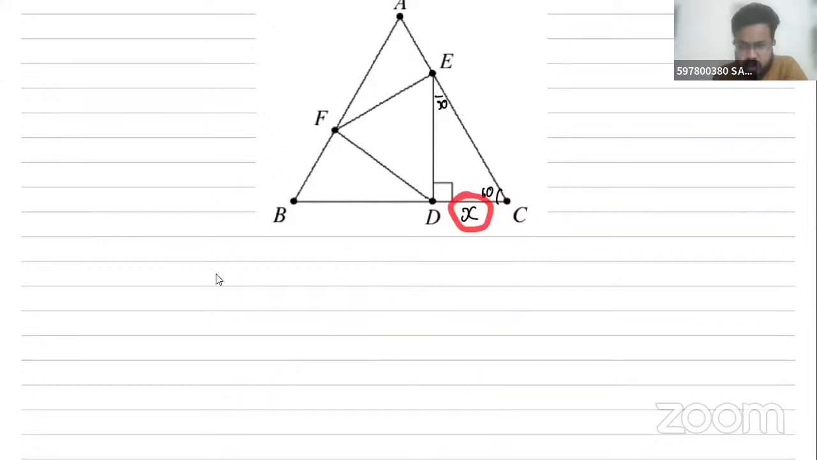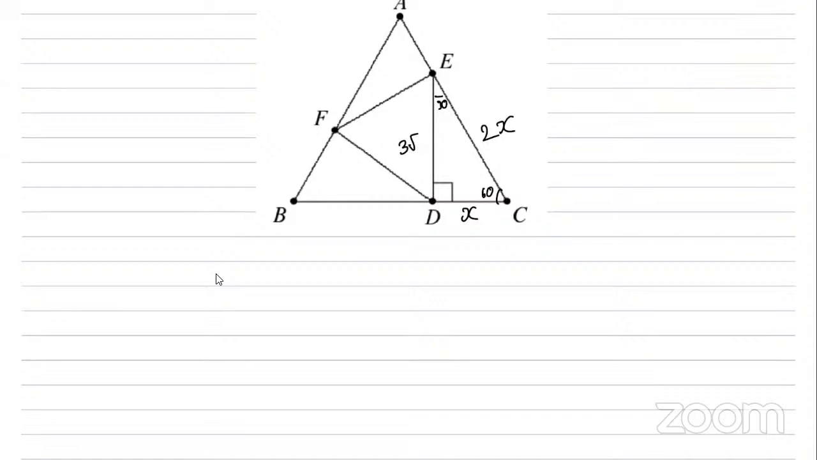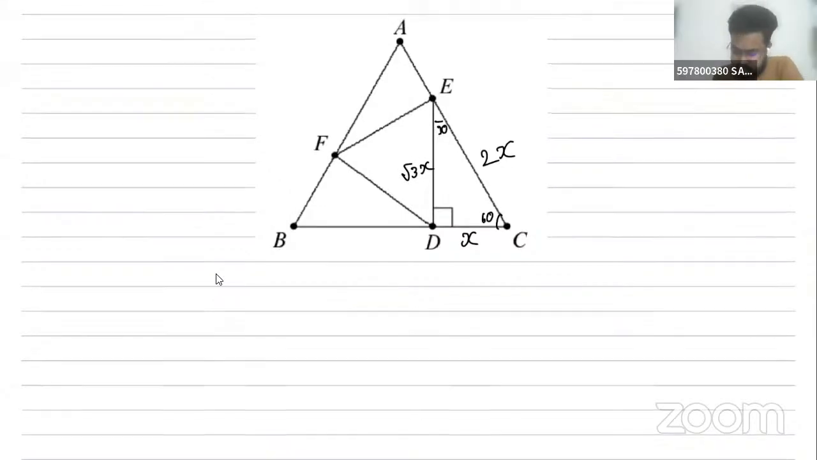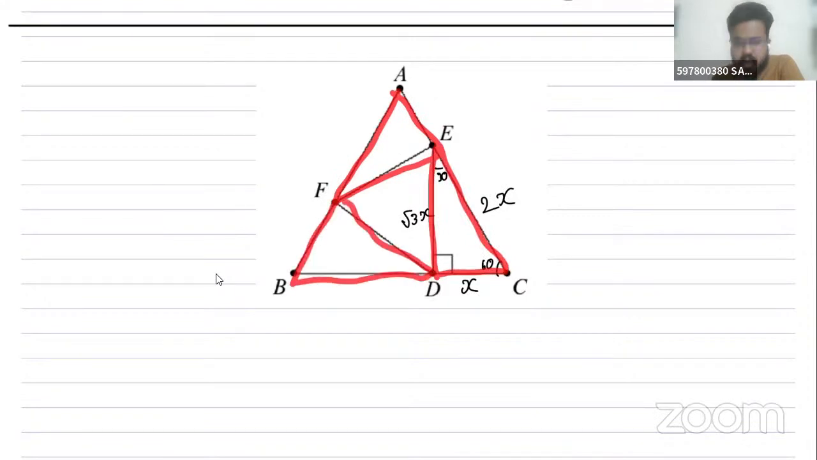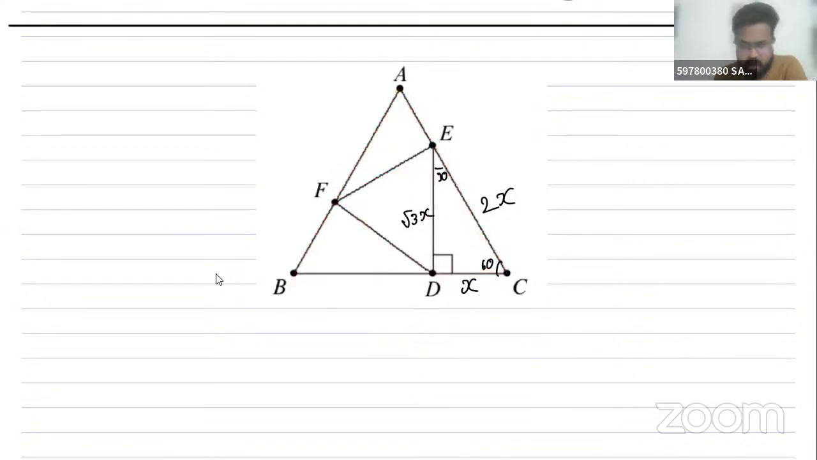So if this is x, then we have EC as 2x. Alright. And from Pythagoras theorem, I can say that the other side is root 3x. Okay. Next, I'll show that this triangle, this triangle, and this triangle are all congruent. I hope everyone remembers and knows what congruency is and how to prove it.